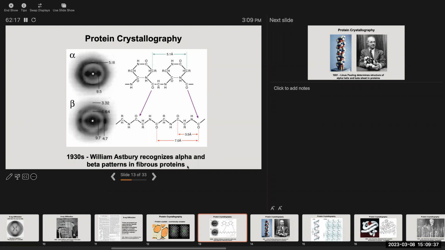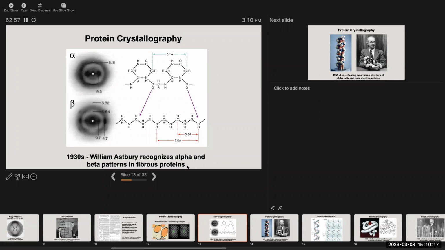there was a scientist named William Astbury. He was working at the University of Leeds in England. And it turns out Leeds is in an area of England where they raise a lot of sheep, specifically for wool production. They make a lot of wool garments in this part of England. And so the University of Leeds actually has a whole institute for the study of textiles. And William Astbury was a scientist in that textile institute.